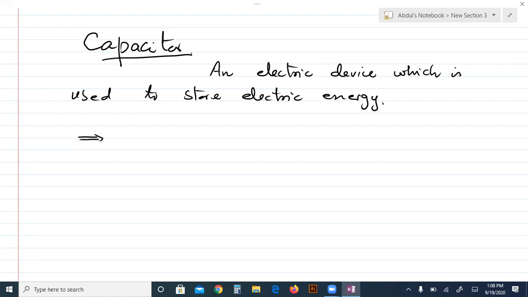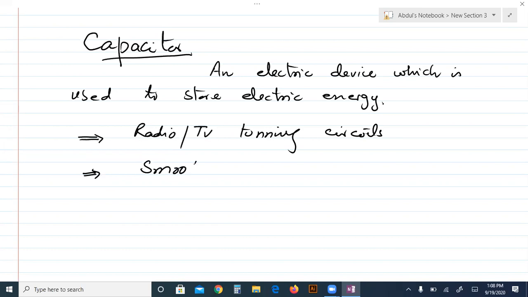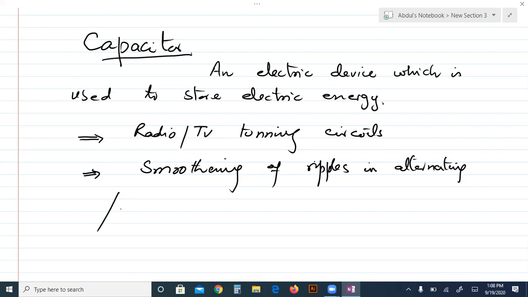It is also used in radio, TV, tuning circuits, and smoothing of ripples in alternating, fluctuating electric current or voltage.